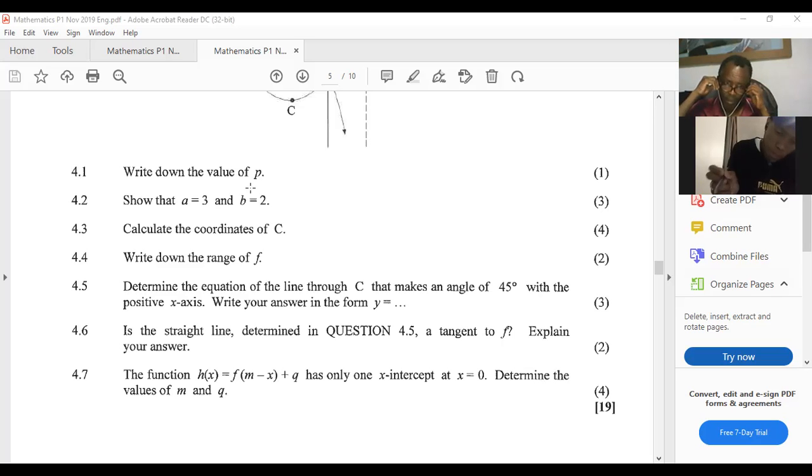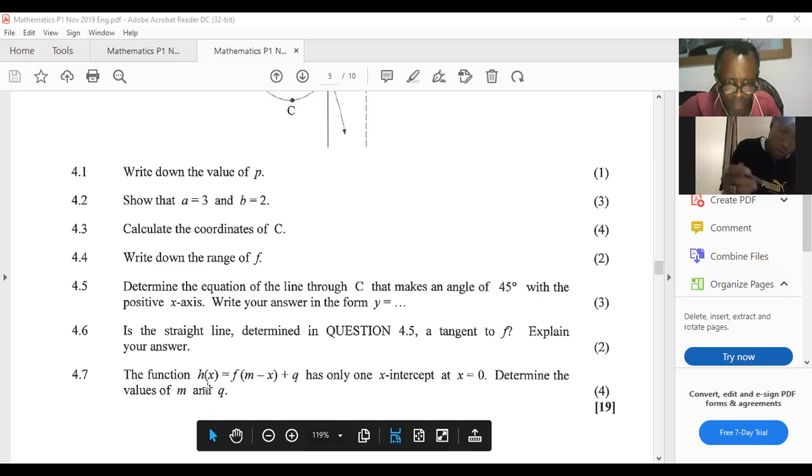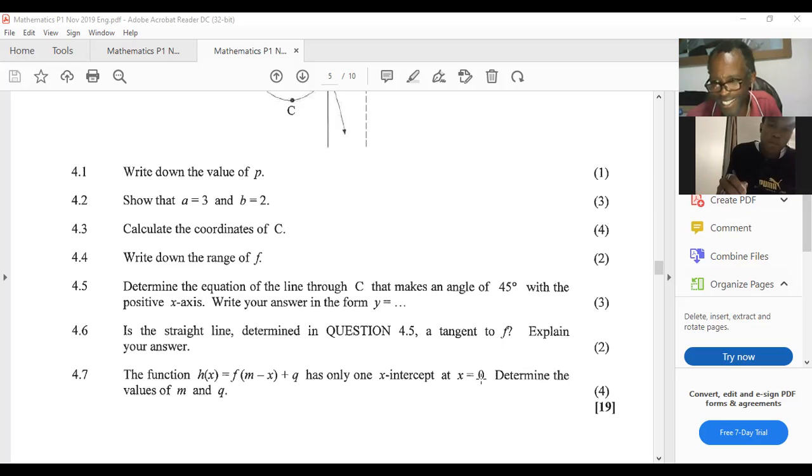So q, and I get back up into one here. Now remember, when you substitute, you say the x intercept is at x is equal to zero. What are the coordinates of the x intercept if it is at x is equal to zero? The coordinates are zero and what? It's obvious.